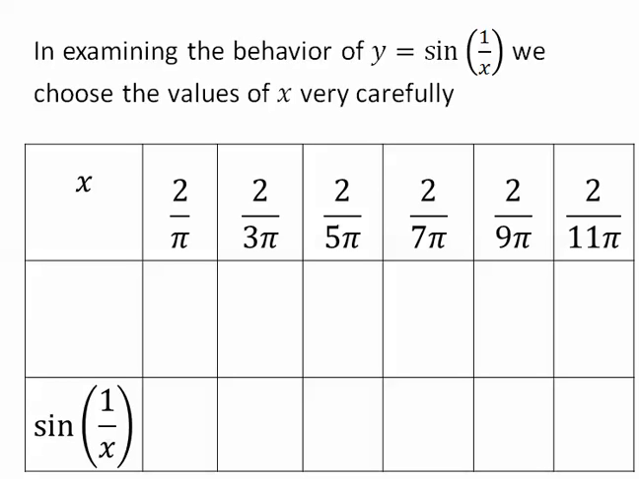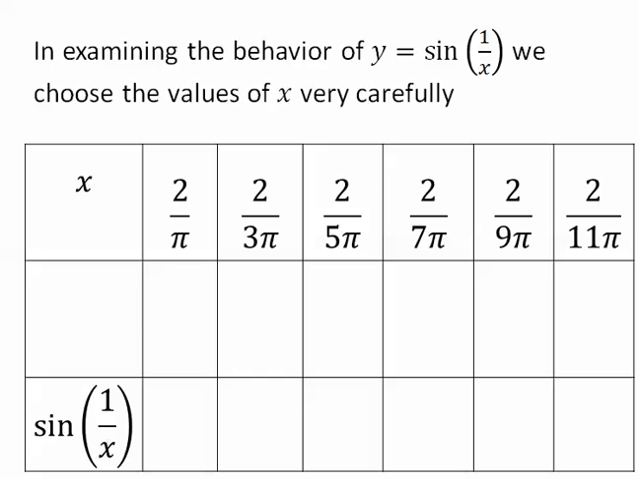Well, first of all, notice that the denominators are getting larger and larger. So the x values are getting smaller and smaller. So I am looking at what the function does for smaller and smaller values of x. But they chose them very wisely.